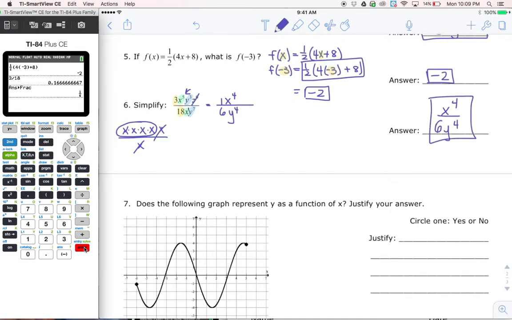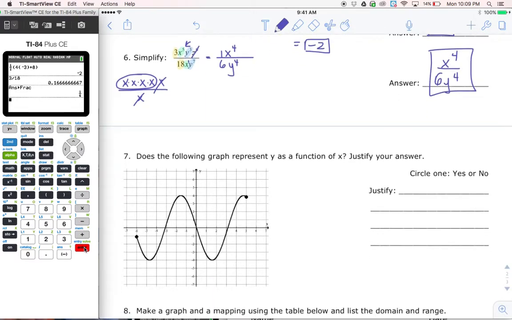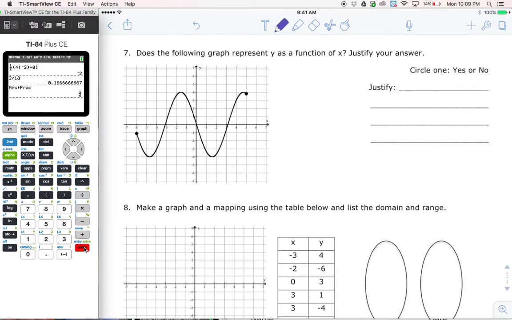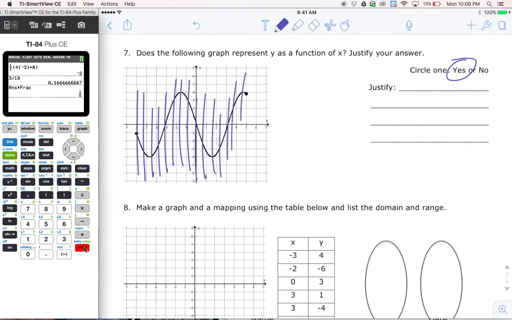Okay, flip it over. Let's look at the back. Does the following graph represent y as a function of x? Yes. Remember, guys, if it's a graph, we can use the vertical line test. None of these vertical lines are hitting more than once, so we're good to go. So we're going to say passes vertical line test.